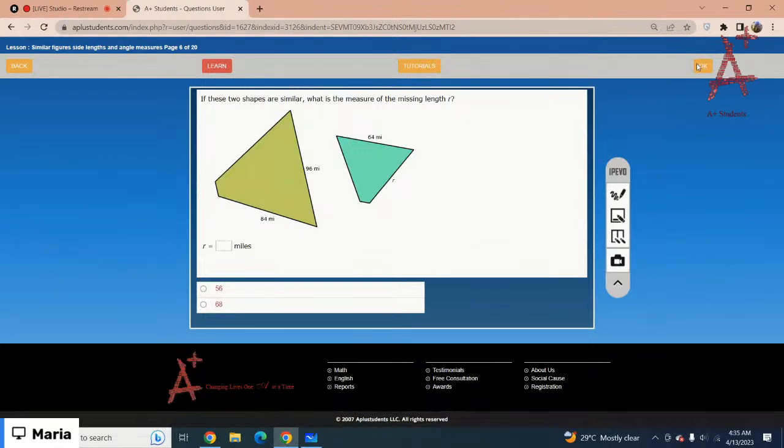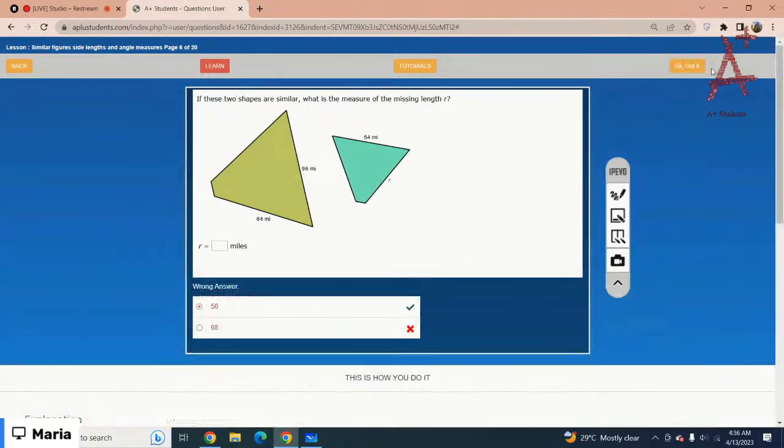Okay, if the two shapes are similar, what is the measure of the missing length r? That would be, I think 64, 68, I'm not sure, just guessing the answers. Got it? Oh, yes, that would be 56.